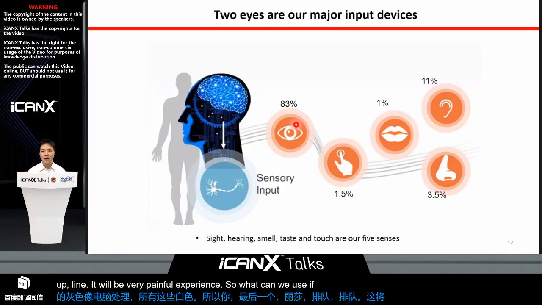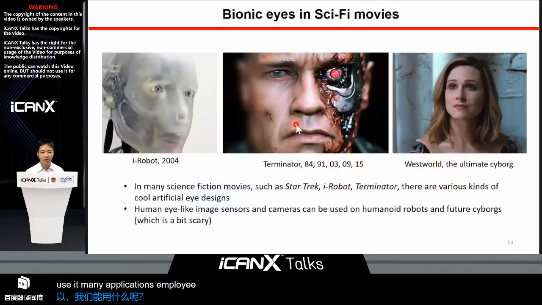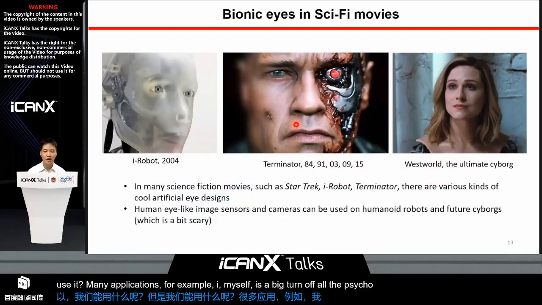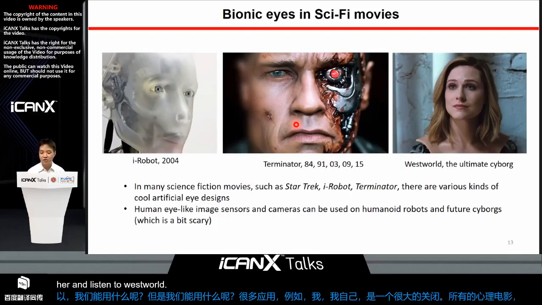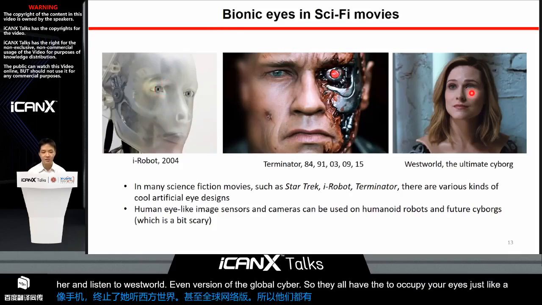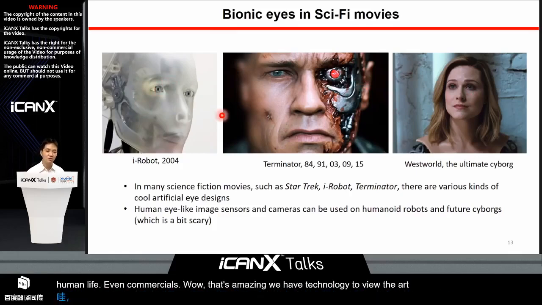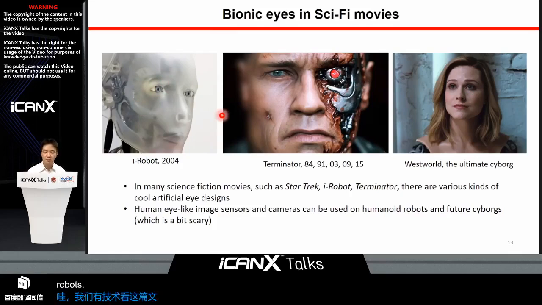If we can build this bionic or biomimetic eye, what can we use it for? For many applications. For example, for robotics, I myself am a big fan of all the sci-fi movies like iRobot, Terminator, and the recent Westworld, different versions of robots or cyborgs. They all have artificial eyes, just like a human eye. Well, definitely, if we have a technology to build the artificial eye, we can use it for robots. And it's better.